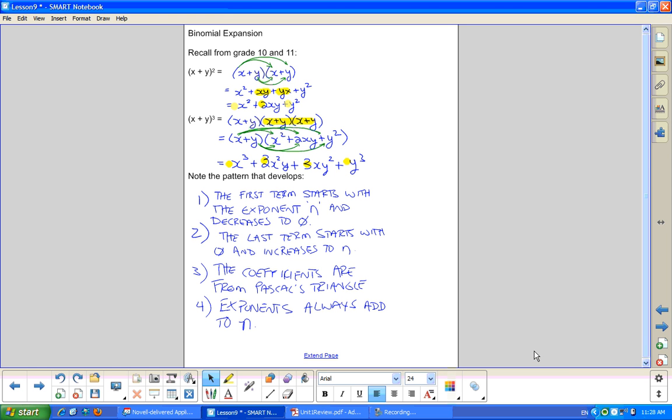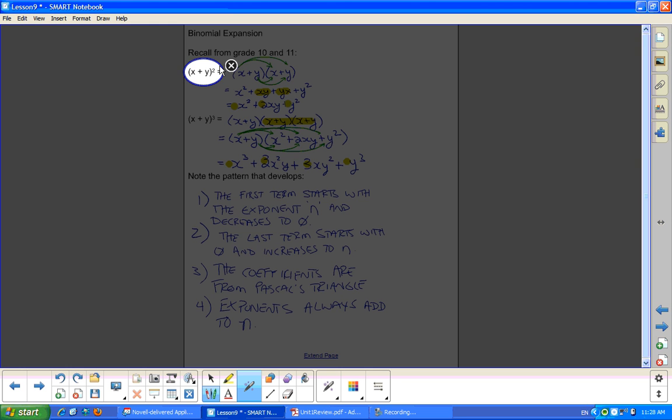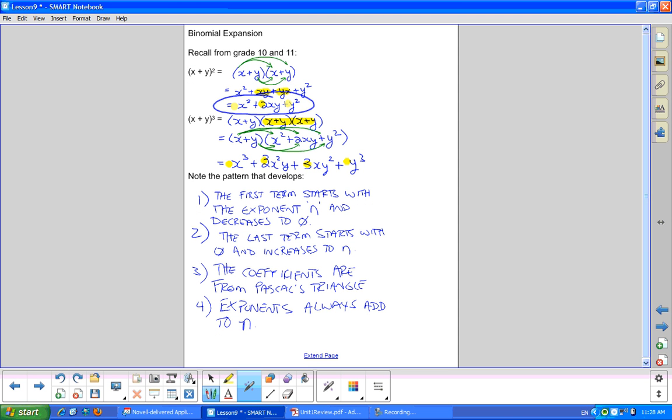Welcome back. In the last video, we came up with four patterns that developed when we did the expansion, and we need each of these patterns in order to complete the binomial expansion. So what we're trying to do, the ideal goal here, is we want to take this expansion and end up with this answer.